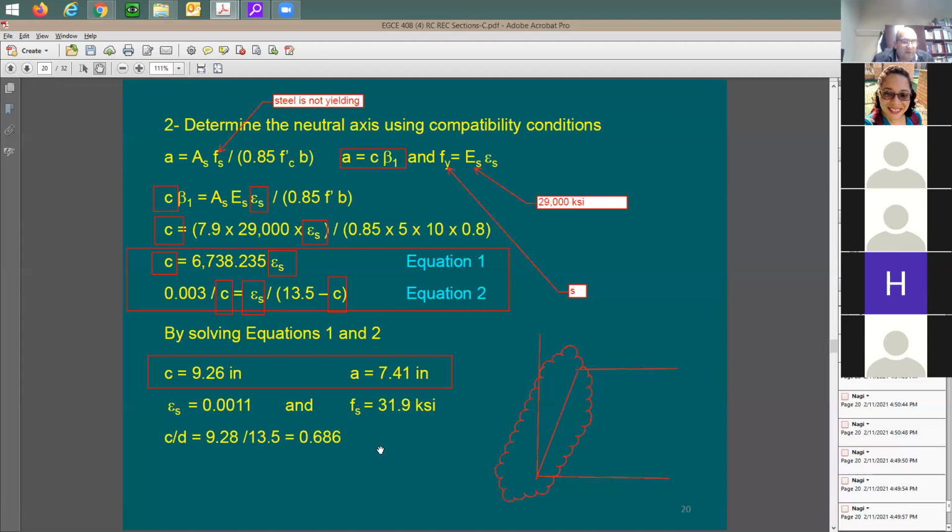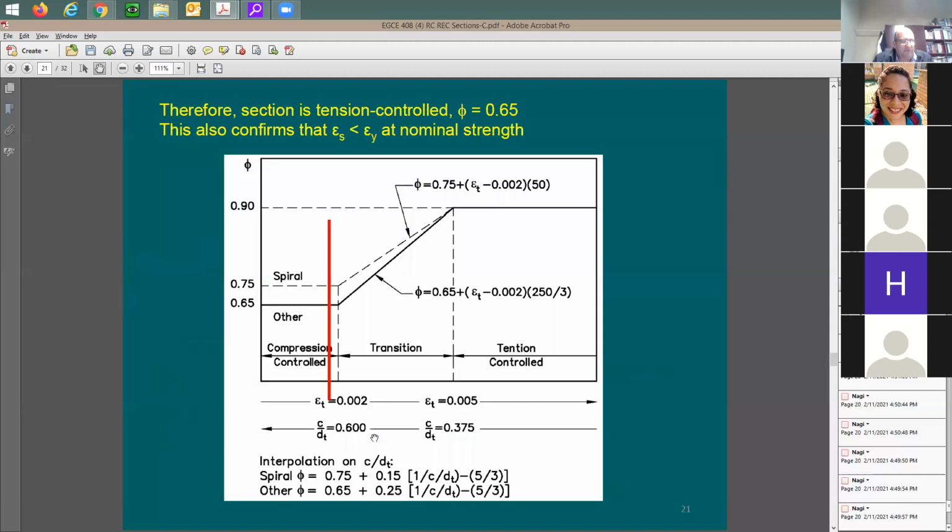Also, let's look for this phi factor. When you do C over D, how much is C over D? 0.686. So what does 0.686 mean in terms of phi factor? Look at what happened here. C over D is a little bit above 0.6. It's going to be on this side. Your phi factor would become how much? 0.65.